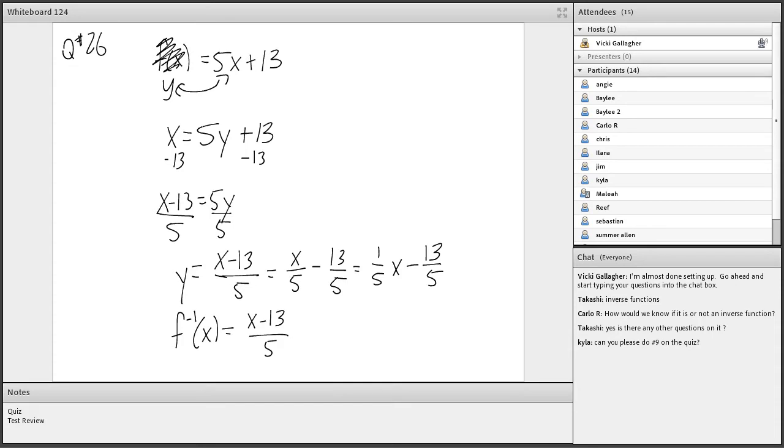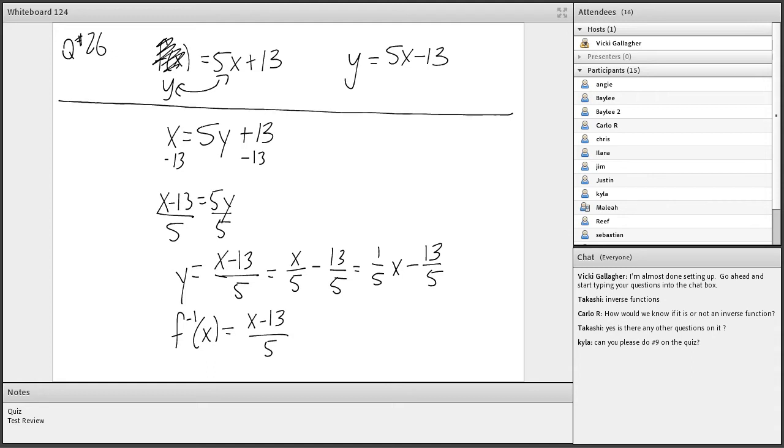So this is asking you to find an inverse. If it was asking instead, like, are these inverses? You could do the same thing. So we could give you this equation, y equals 5x plus 13, and then we could give you a second equation that was like y equals 5x minus 13. And then the question could be like, are these inverses?